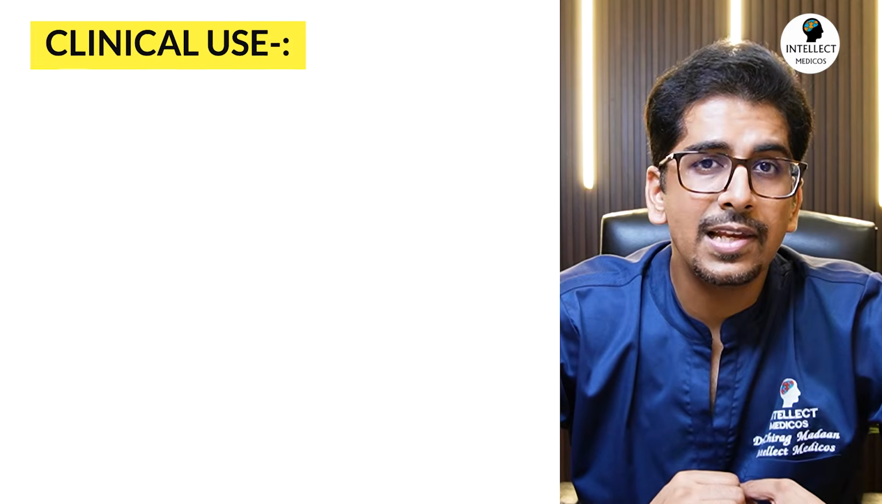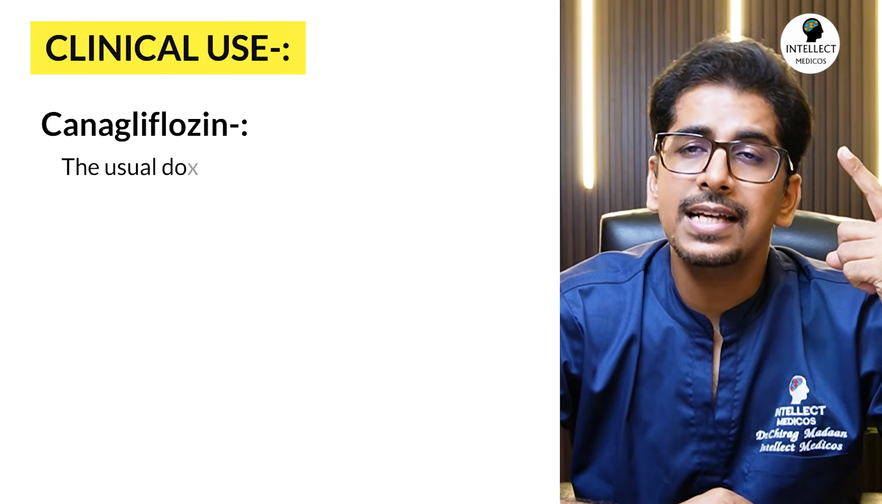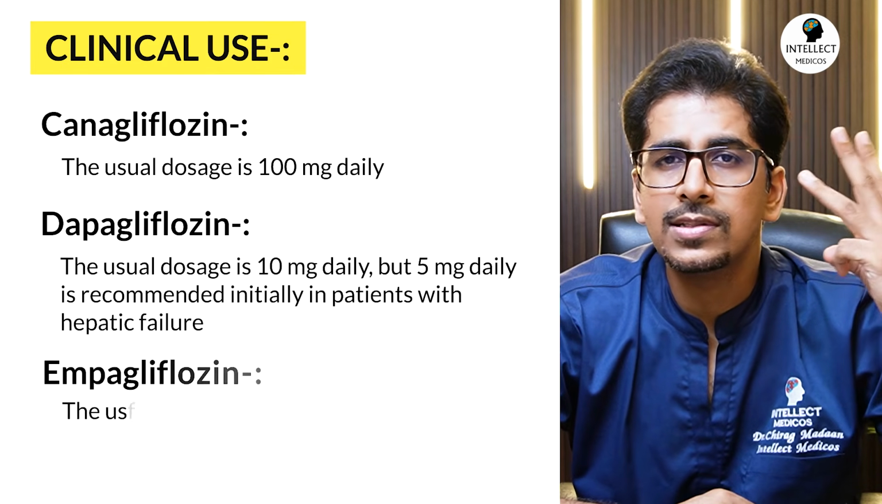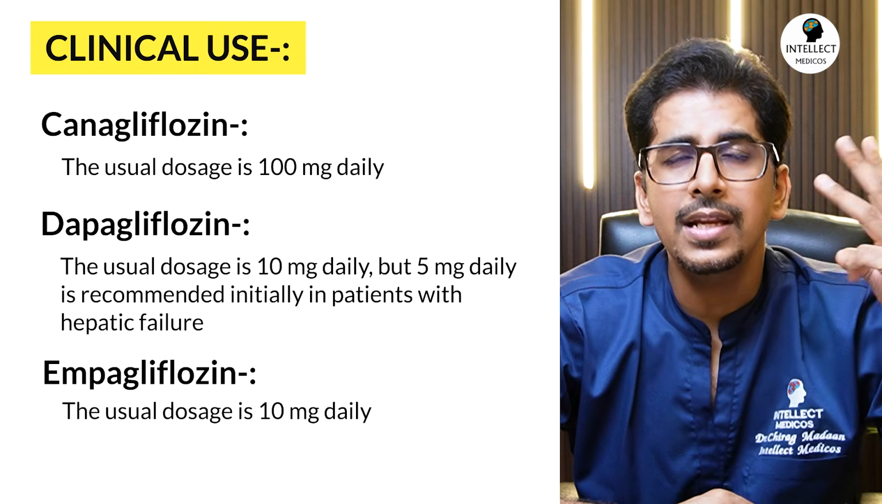So whenever the patient has cardiovascular risk or any history of cardiovascular disease, right, then these are the drugs of choice nowadays. It's in the guidelines now, right? So you have to add SGLT inhibitors or SGLT2 inhibitors, right? And these include canagliflozin, dapagliflozin, and empagliflozin. So these are also called gliflozins. And if we talk about the clinical use, cana is used as 100 mg daily, dapa is used as 10 mg daily, and empa is also used as 10 mg daily, right?